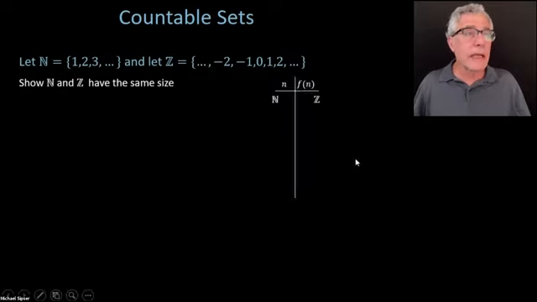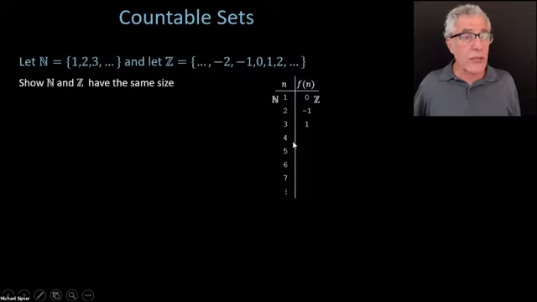So here is N, here is Z. I'm going to write down a table which shows how they match up. Here's the function f(n) that I'm going to be describing. That's the one-to-one correspondence. And so here are the natural numbers, 1 through 7, and here are the elements of Z that I'm going to be matching up. This is how the function is working. f(1) is going to be 0. f(2) is going to be -1. f(3) is going to be 1. I'm just giving you a way to match up each of the natural numbers with integers so that every single integer has its own natural number and vice versa.